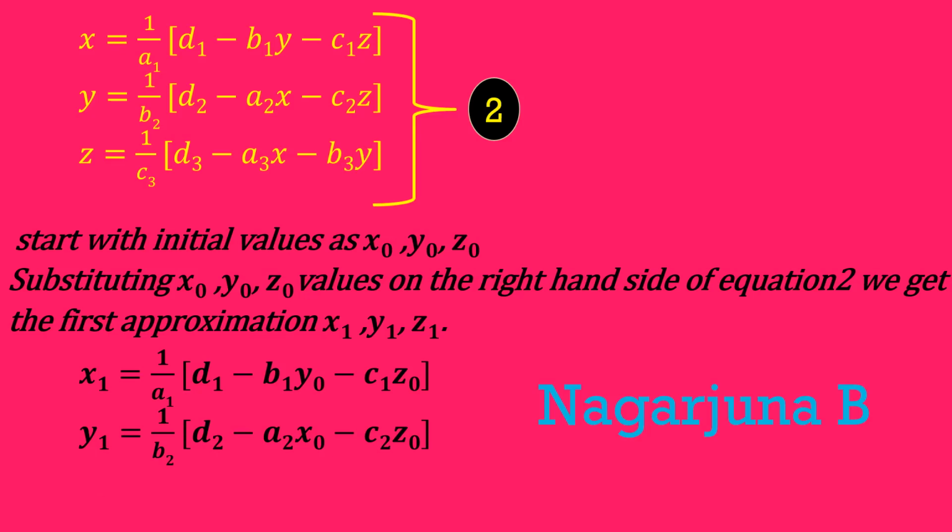Then now z1 is equal to 1 divided by c3 into d3 minus a3 x0 minus b3 y0. That is, x has been replaced with x0 and y has been replaced with y0. That is, substituting x0, y0, z0 in the right hand side of system of equation 2, where x, y and z will be there, those have to be substituted with x0, y0 and z0. We get the first iteration, those are x1, y1 and z1.